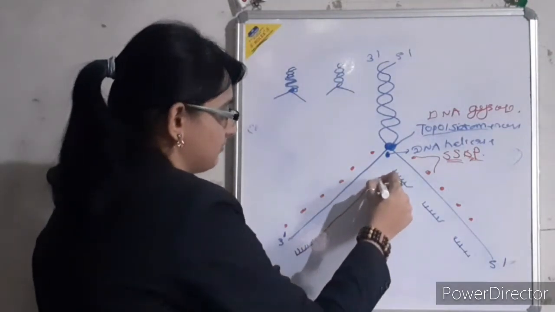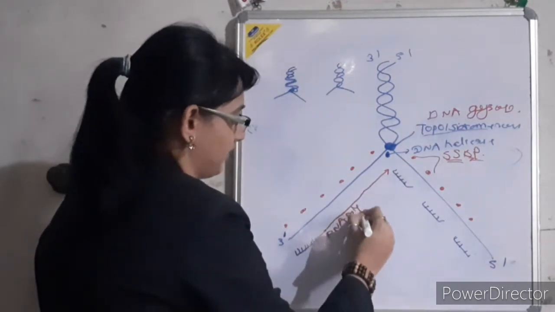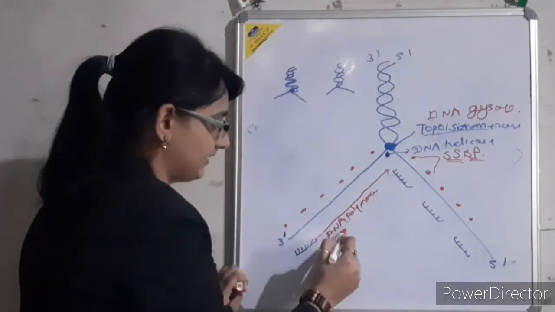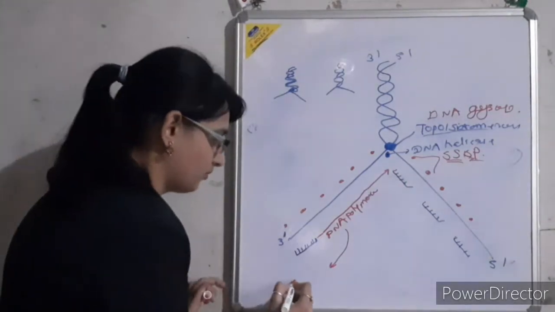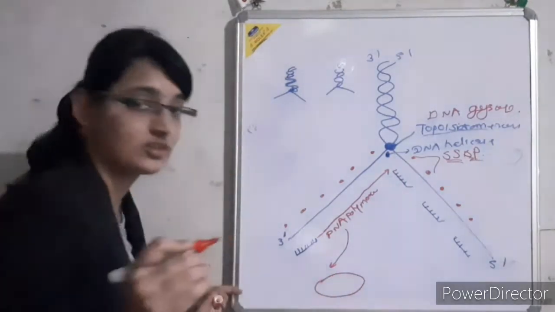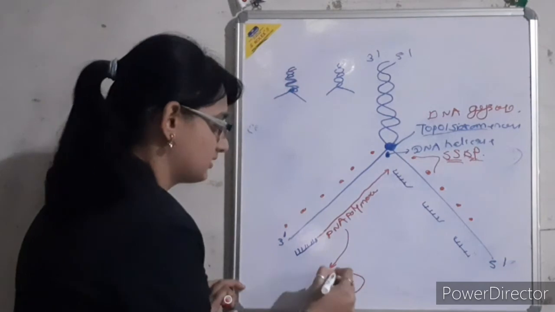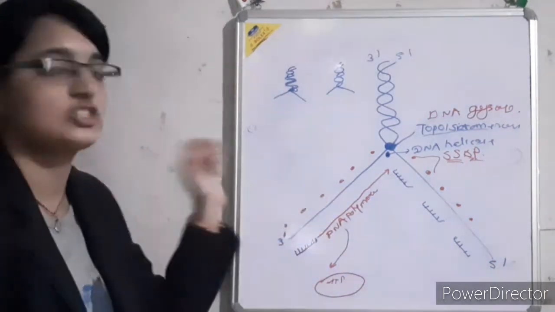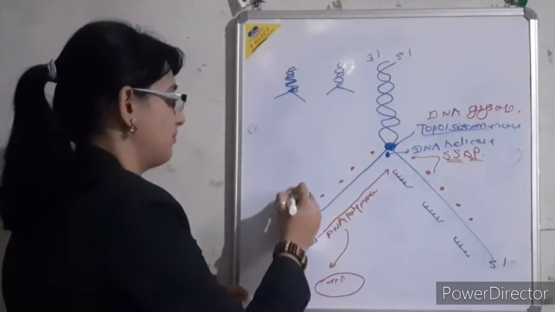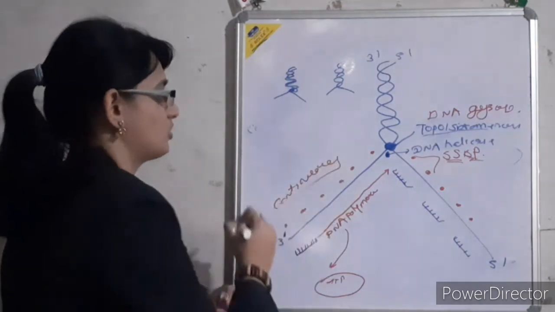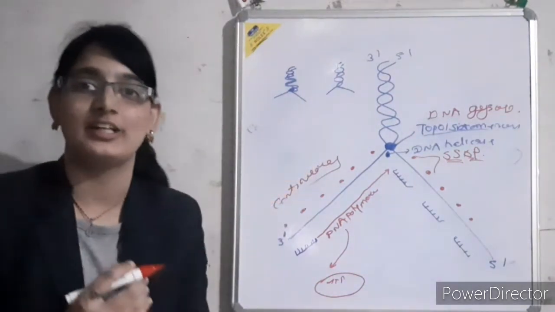The primer is added to the 3' end here, and after that there is the action of DNA polymerase. This is DNA polymerase, which will take the activated nucleotides. Remember, in the nucleoplasm we have activated nucleotides due to the action of phosphorylase. So it will receive those nucleotides from the nucleoplasm and add them to the strand. Here the strand will be constructed in a continuous manner.